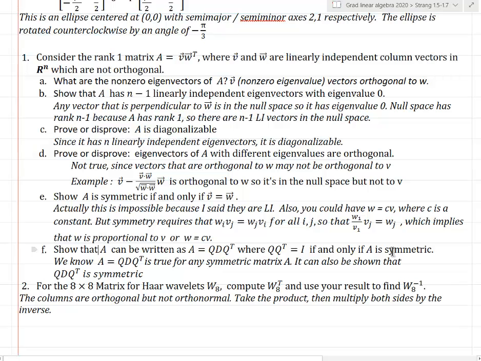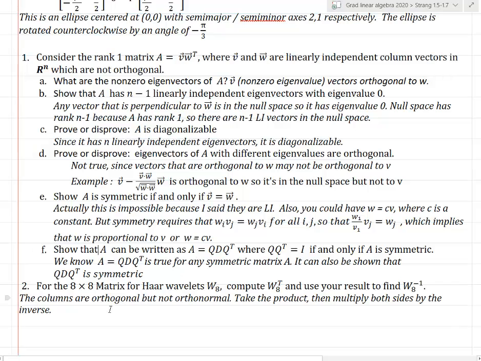Okay. So we do know that A equals Q D Q transpose for any symmetric matrix. That was proved in class. That was the spectral theorem. But you can also show that Q D Q transpose is symmetric, so that gives you your if and only if. So here we say that if A is symmetric, it can be written as Q D Q transpose. If A can be written as Q D Q transpose, then naturally it's symmetric just by taking the transpose of this expression, and you get the same expression back again.